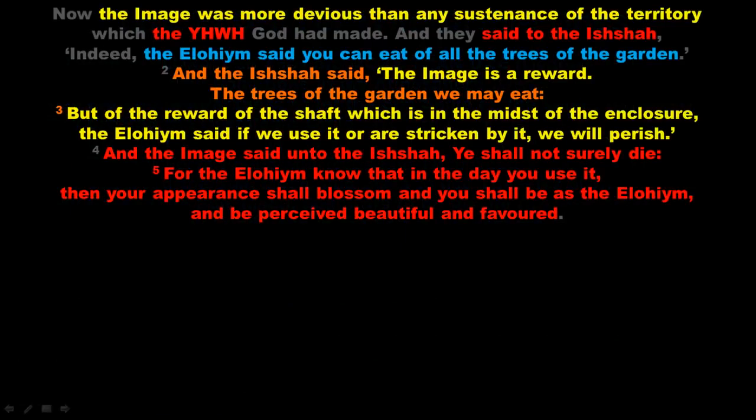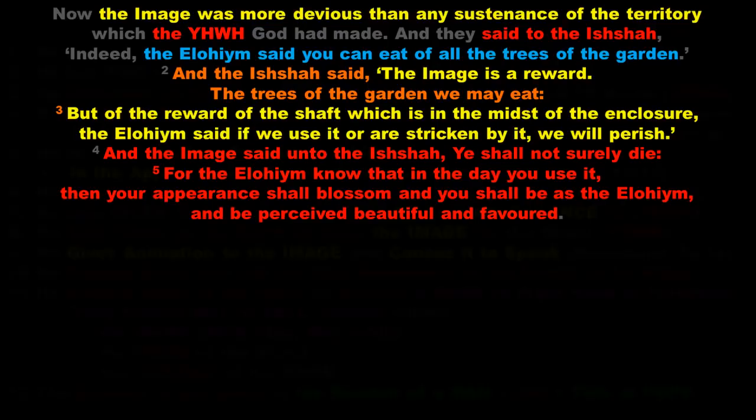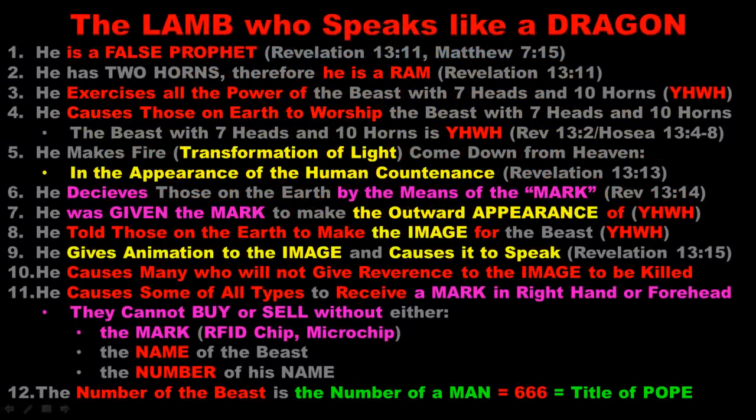And the second thing this is telling us is the image is speaking to the Isha. And we know from our examination of Revelation 13 that it was the Lamb who speaks like a dragon who caused the image to speak. It's here in number 9. Revelation 13 tells us he made fire, transformation of light, come down from heaven in the appearance of the beast with 7 heads and 10 horns, who we're told is the Yahweh. Then he caused the image to speak. So we now know that Genesis 3 is telling us the image speaks to the Isha, telling the Isha that the shaft will make the Isha appear beautiful.